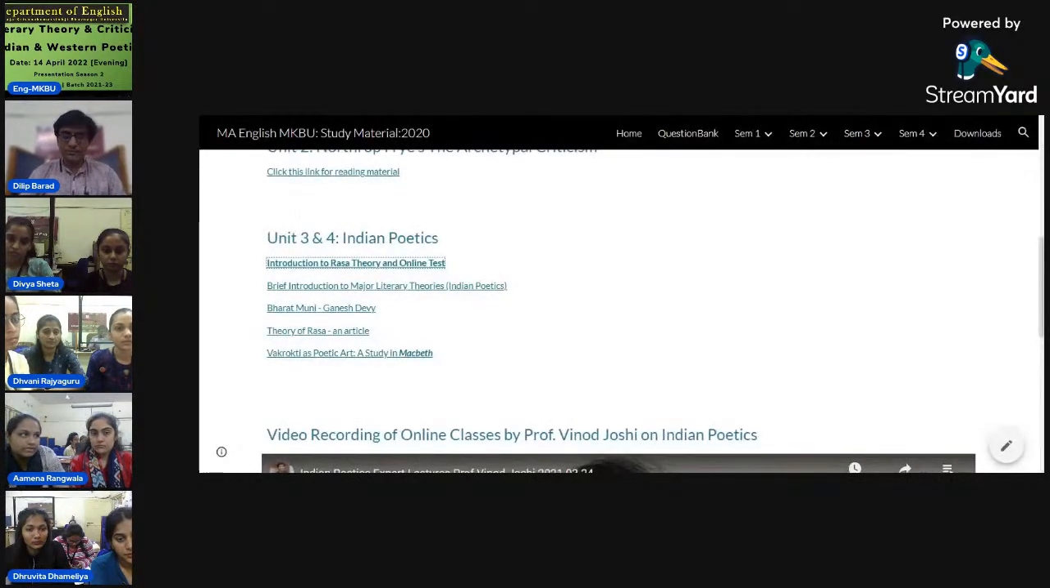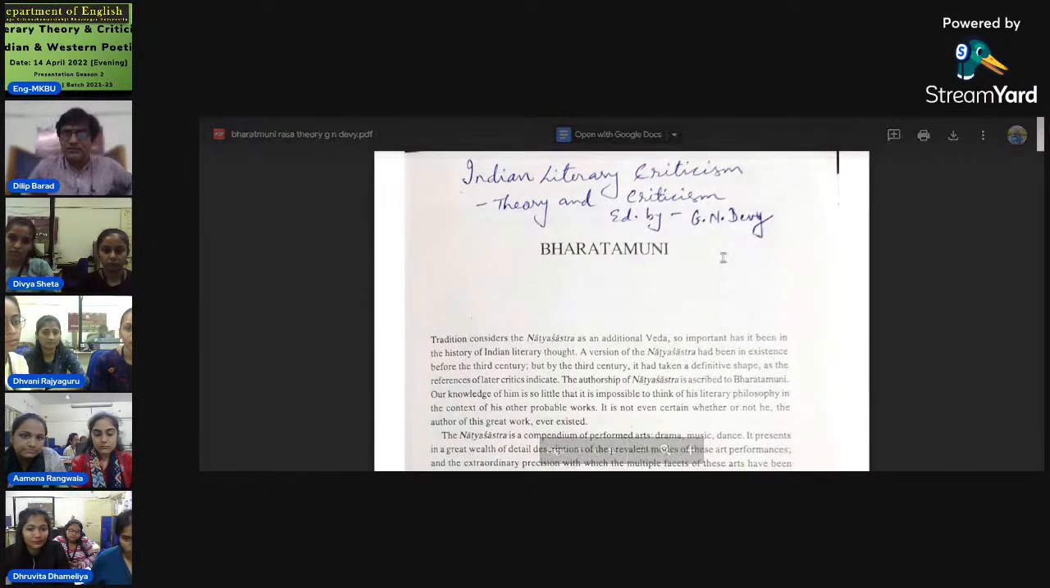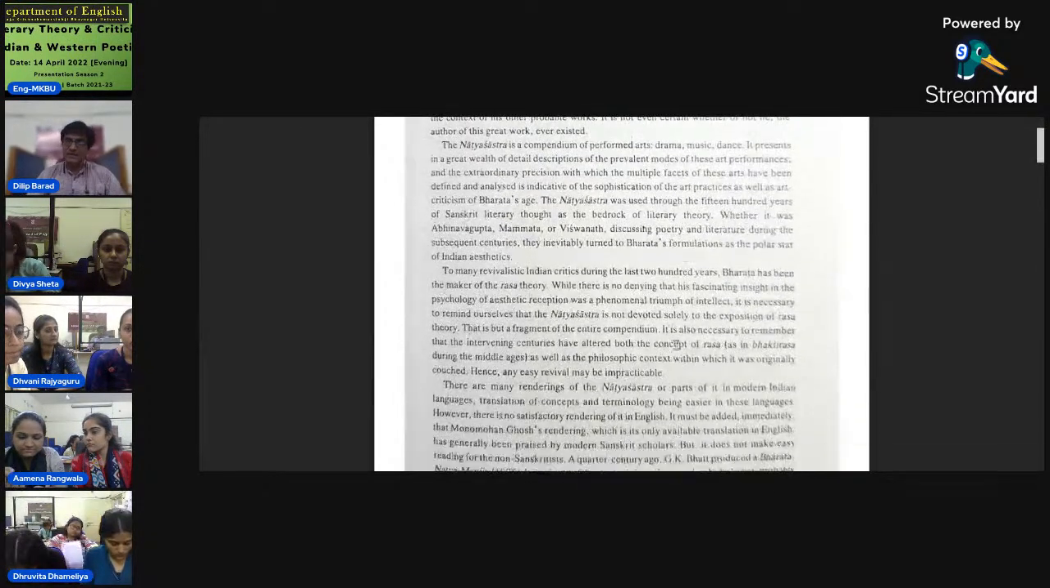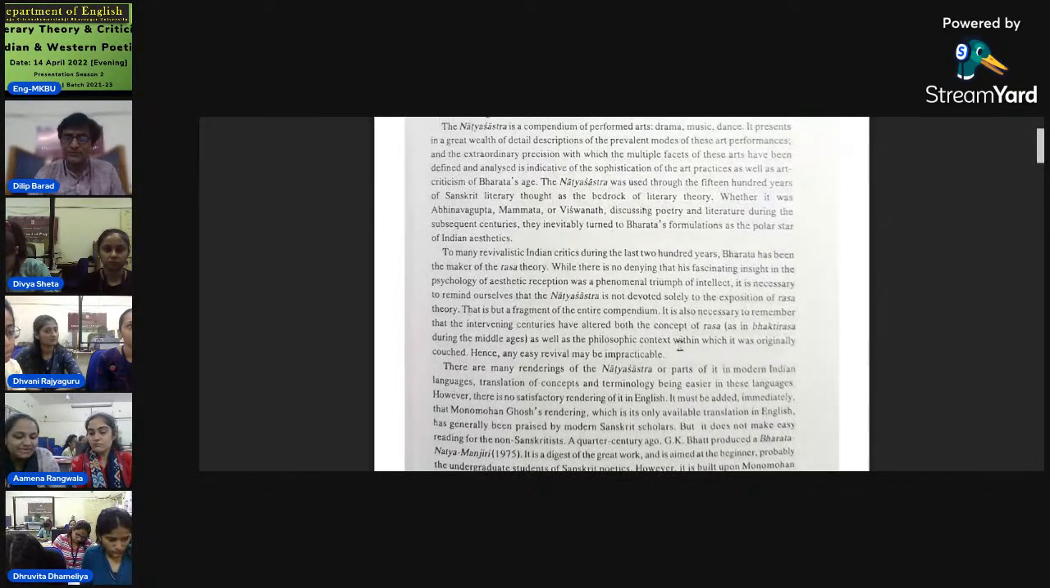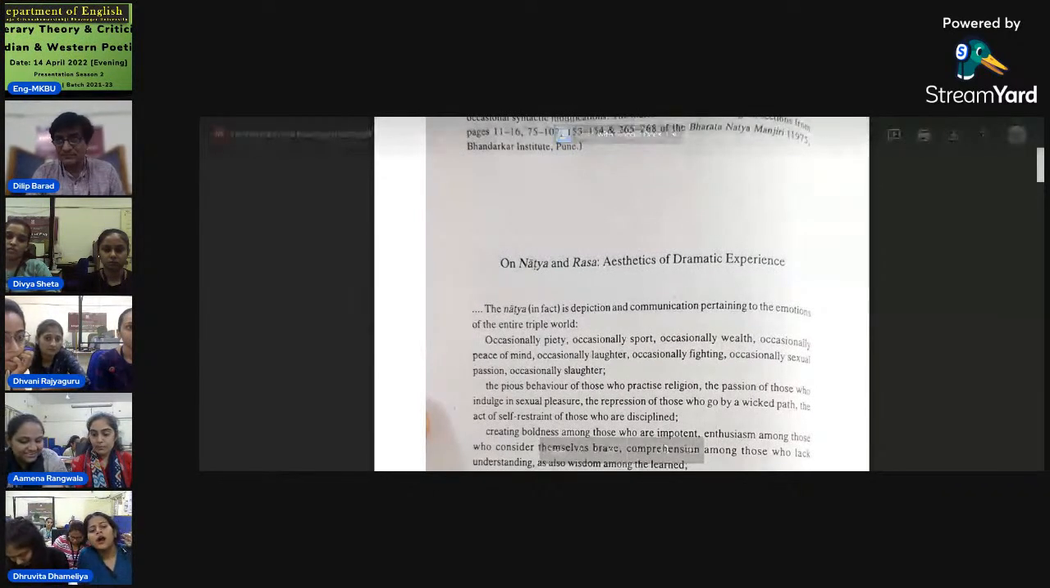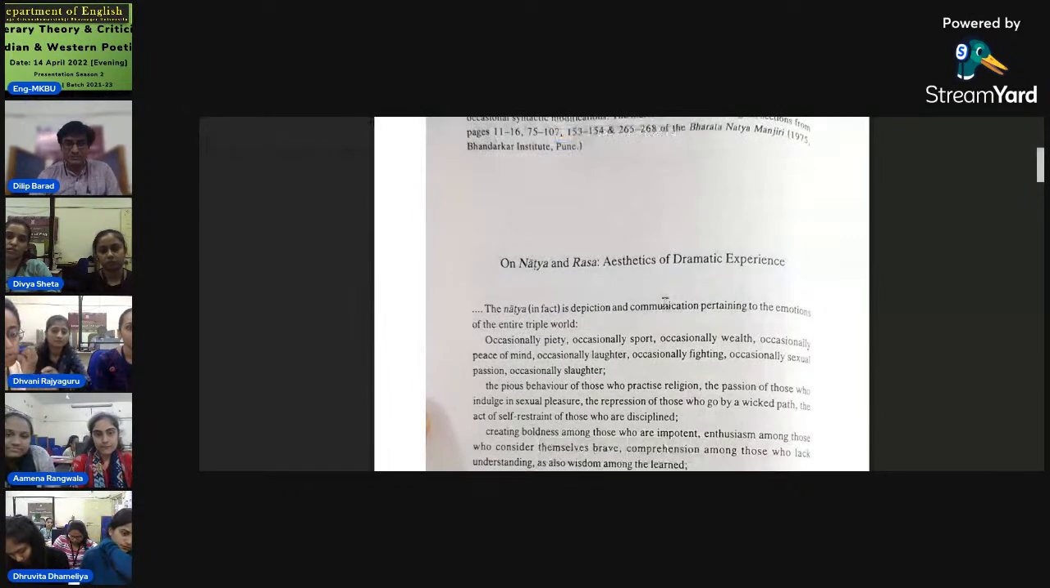So on this site we have the Bharat Muni reference from Ganesh Devi, and it will open in this way. The book title is Indian Literary Criticism, Theory and Criticism, edited by G.N. Devi. Bharat Muni is the title of a chapter, not the title of the book. In this, he has given some interesting English words for the Sanskrit, which are quite accepted. This translation is done by G.K. Bhatt, which again is one of the authentic translations.